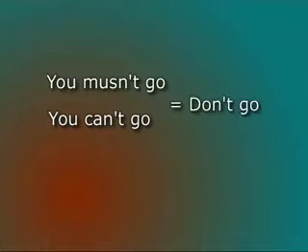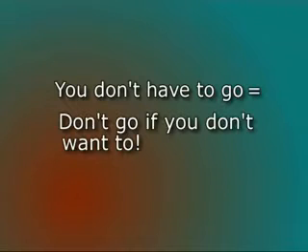She answers his questions using must not and don't have to indicate things that he doesn't have to do. Remember, must not equals mustn't. As we spoke before, it's the contracted or shortened form. You mustn't go. You can't go. They both mean don't go. You don't have to go means don't go if you don't want to.